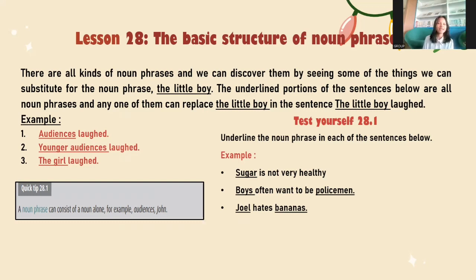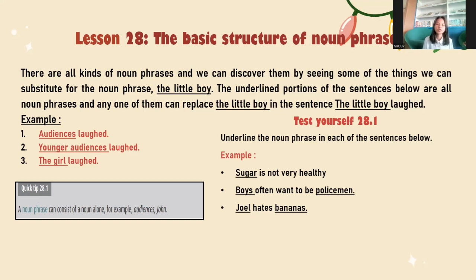Lesson 28, the basic structure of noun phrases. There are all kinds of noun phrases and we can discover them by seeing some of the things we can subtype for the noun phrase. The little boy. The underlined portions of the sentence below are all noun phrases and any one of them can replace the little boy in the sentence, the little boy loved. Example, audiences loved. Younger audiences loved, the girl loved. Quick tip 28.1. A noun phrase can consist of the noun alone, for example, audience, John.